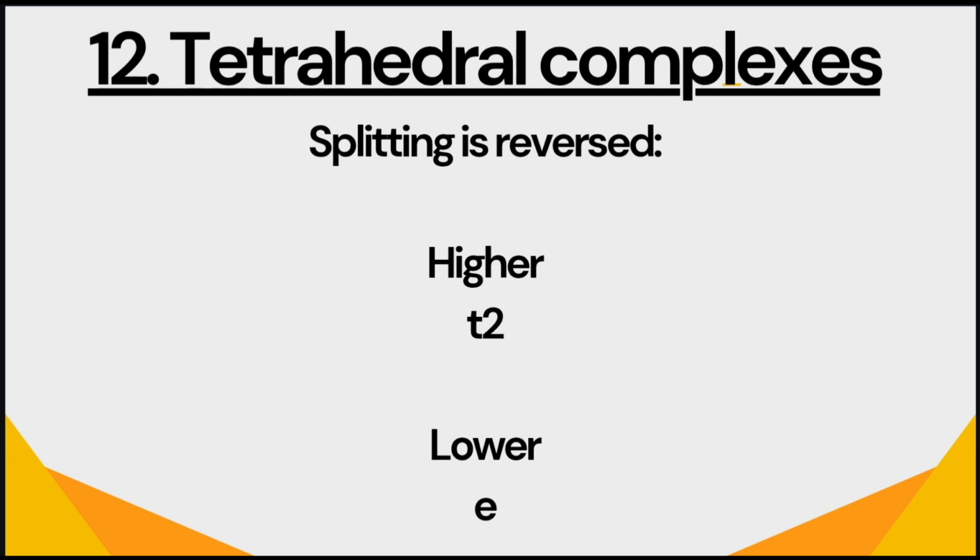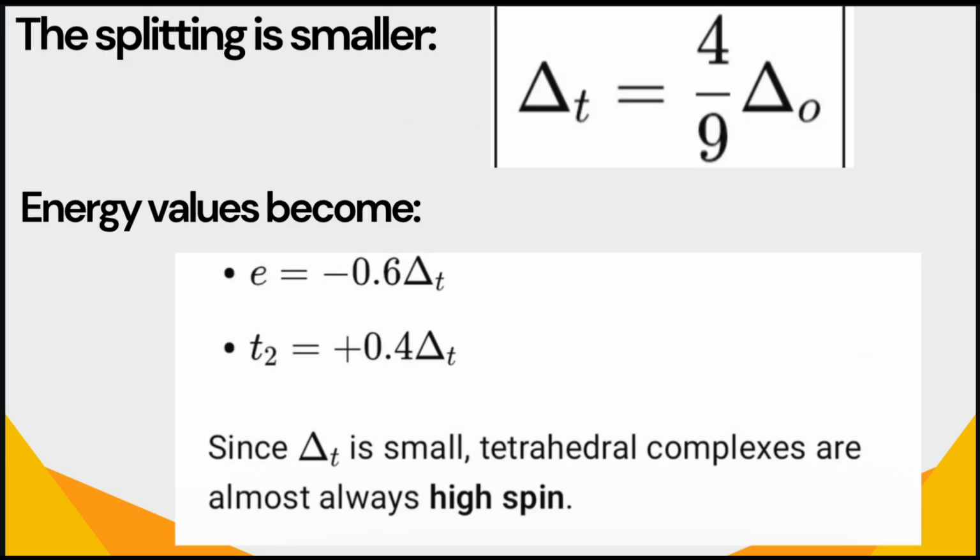Now we'll see the concept. Here the splitting is smaller. Δt is equal to 4/9 Δo. Please remember this formula. Now we'll see what the energy values become. Here e is equal to -0.6 Δt and t2 is equal to +0.4 Δt. Since Δt is small, tetrahedral complexes almost always have high spin.